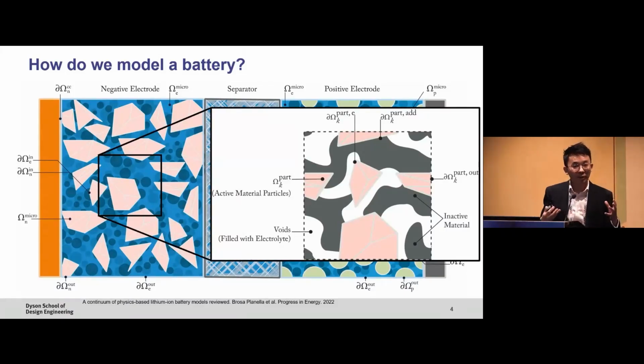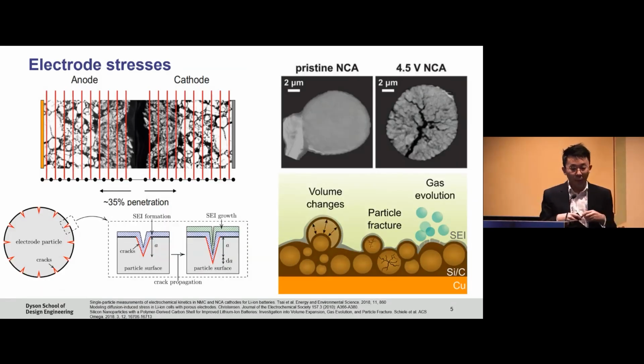So when we model these batteries, what we're trying to do is solve the physical equations associated with diffusion in the liquid phase as lithium ions move around, diffusion in the solid phase as lithium moves through the solid electrodes, and then the potential in each one of those phases. Now, in this talk, what I'm going to focus on is chemomechanics, which is basically how electrochemistry and the mechanical properties of the material interact with each other.